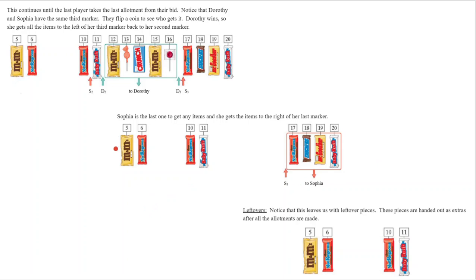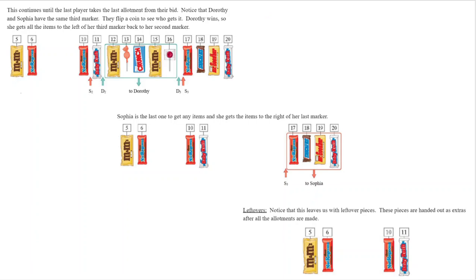If you go back, there were 4 pieces of candy, pieces 5, 6, 10, and 11, that were not accounted for. We can take those leftovers and use another method to distribute them. We could flip coins, or use some other sort of random selection. We could use the method of sealed bids to determine who gets those extra pieces of candy, but the method of markers is done.